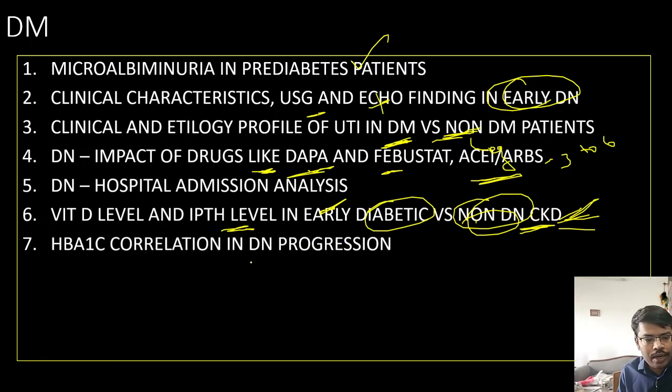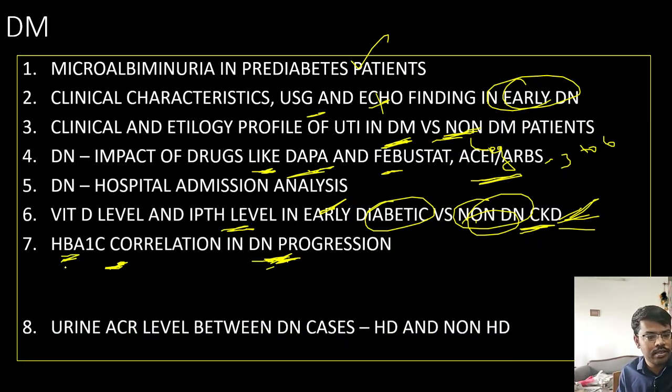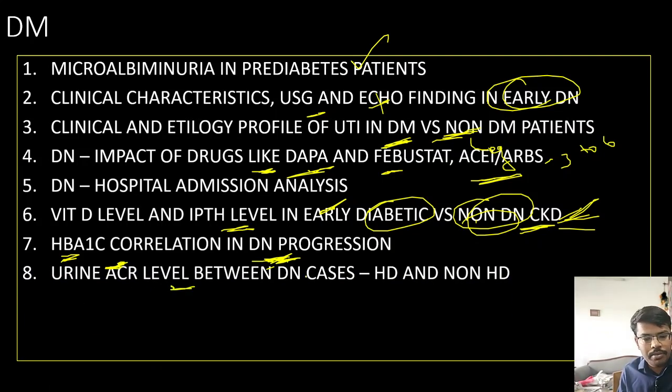HbA1c correlation in diabetic nephropathy progression. This was already done. A very famous topic from 2015 to 19. During that time, this was done by almost most of the first years during their residency, because this is the topic the seniors usually recommend. At least one resident for a particular institute, definitely he'll be doing on it. So there are a lot of publications already on this. Urinary ACR level between diabetic nephropathy cases.